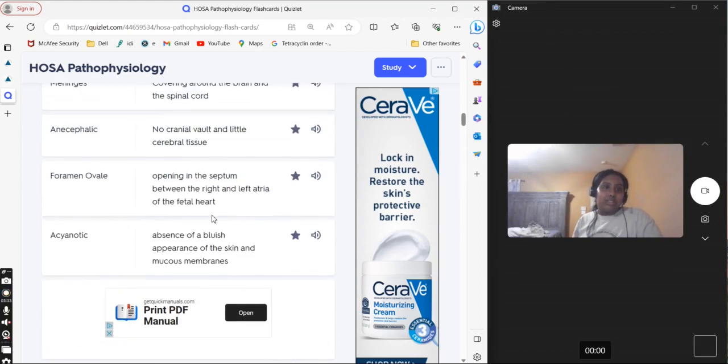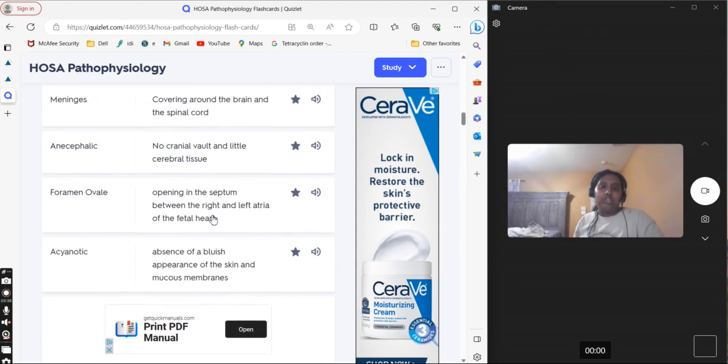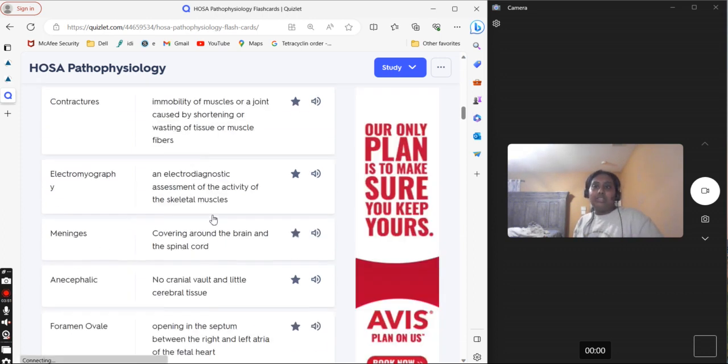Also, I can get quizzes if I search it up. I can get tests if I search it up. If you're studying, for example, family medicine, search up HOSA Family Medicine Quizlet Practice Test, and you'll get a practice test. If you want flashcards, search up Family Medicine flashcards HOSA. You'll get flashcards. So for me, this helped a lot.